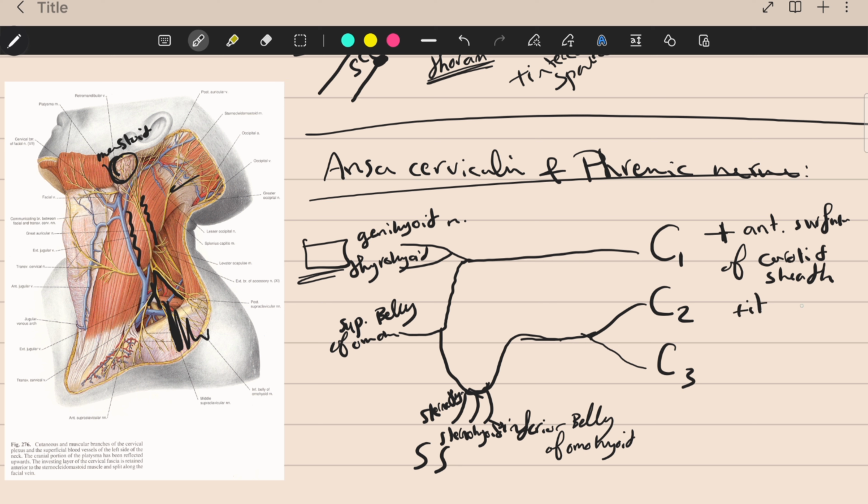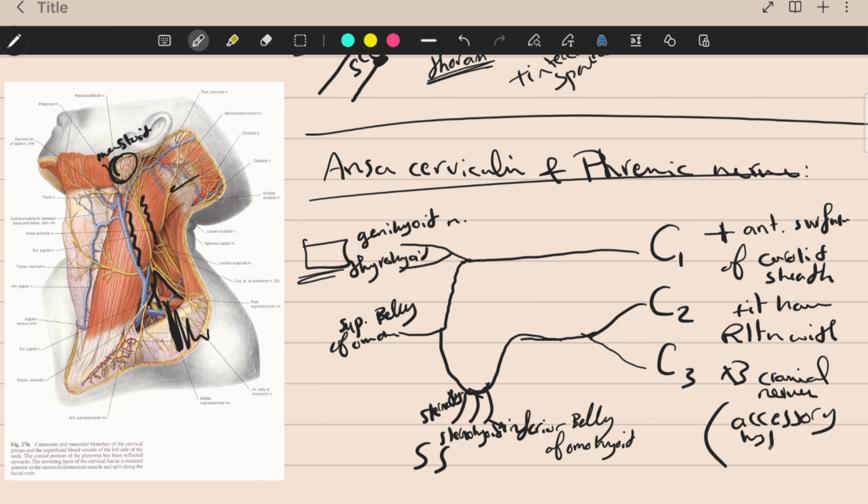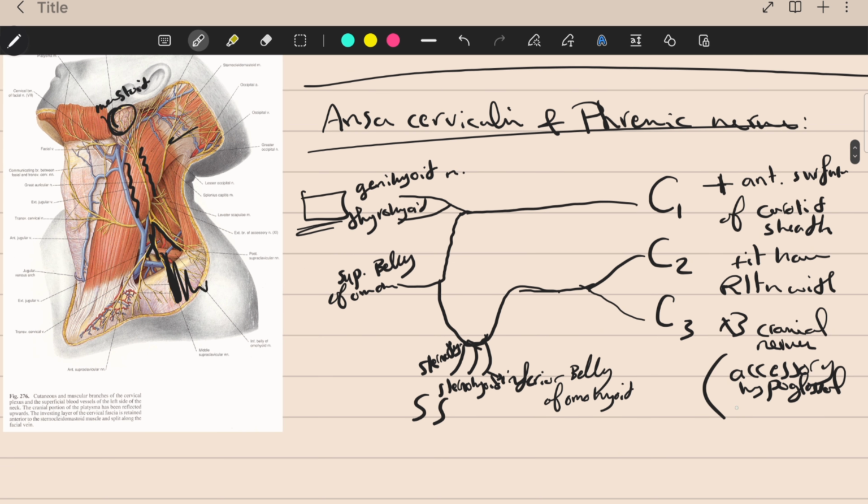Plus, it has a relation with three cranial nerves, which are accessory, hypoglossal, and glossopharyngeal.